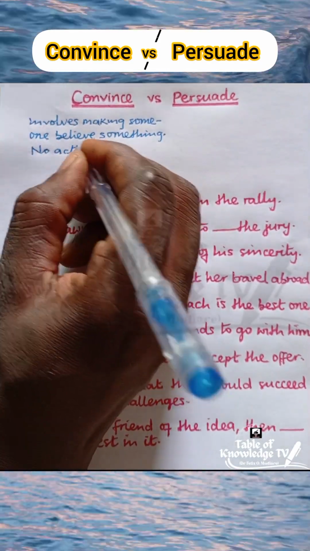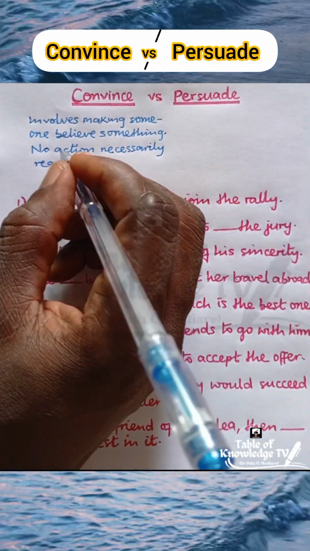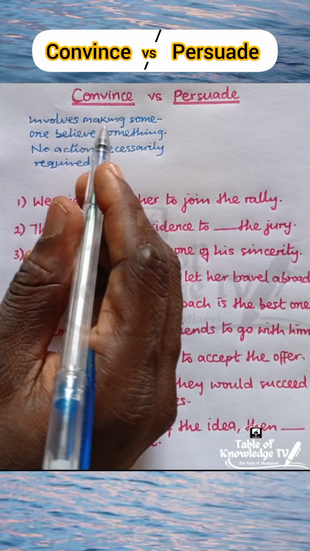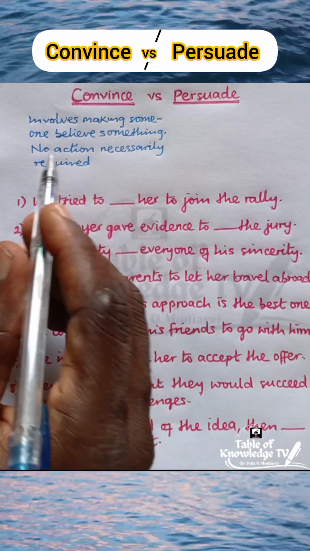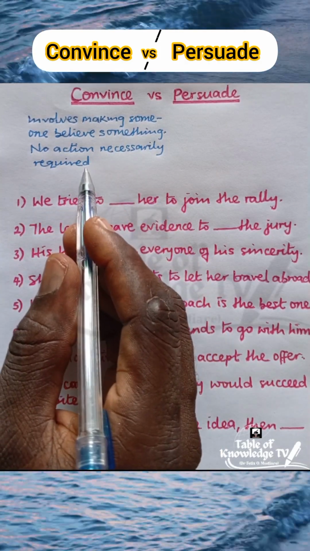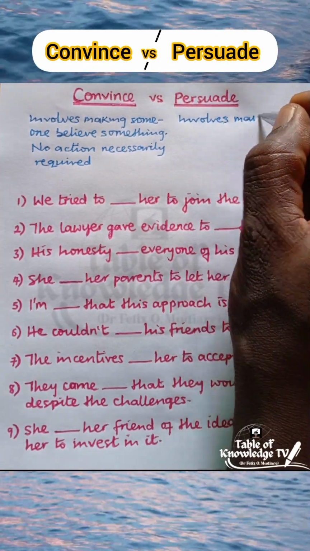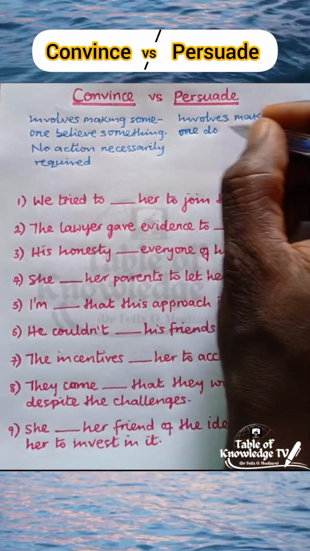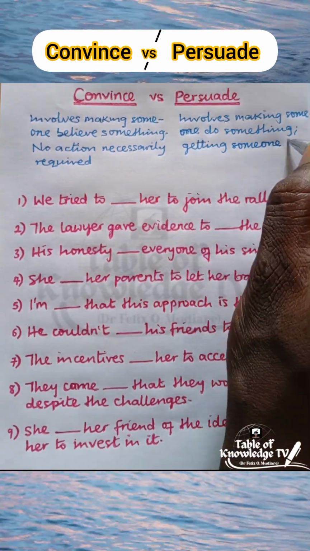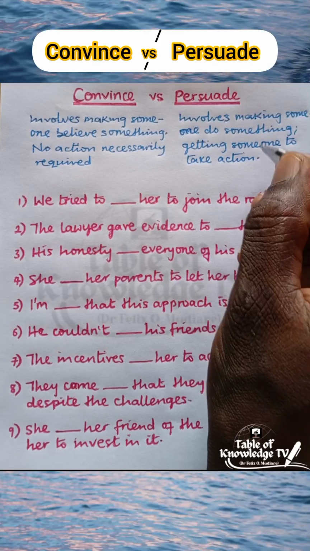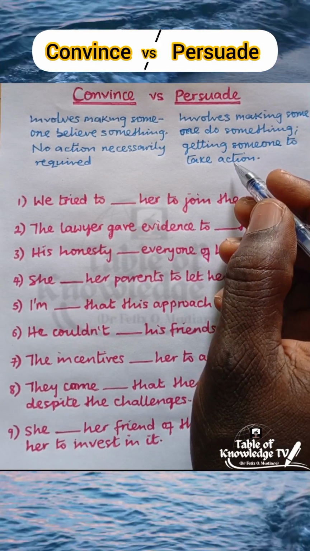No action is necessarily required. In other words, convince simply involves making somebody believe something without necessarily getting the person to execute an action or do something. On the other hand, persuade involves making someone do something. It involves getting someone to take action. So persuade involves making somebody execute an action, to do something.